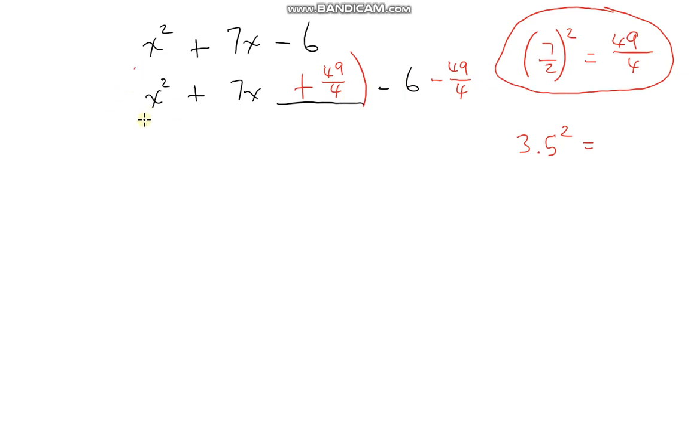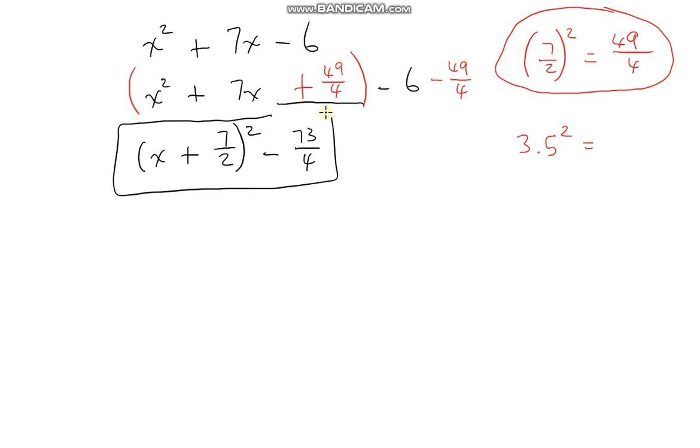Okay, so now we've got a perfect square. We can factorise. So this here just becomes x plus 7 over 2 squared. So it's just this number here. And then we've got minus 6 minus 49 over 4. So to work that out, let's just get a common denominator of 4. So minus 6 is the same as minus 24 over 4. And then minus 49 over 4. So minus 24 over 4 minus another 49 over 4, that becomes minus 73 over 4. So I can just write that as minus 73 over 4. And that is our final answer.